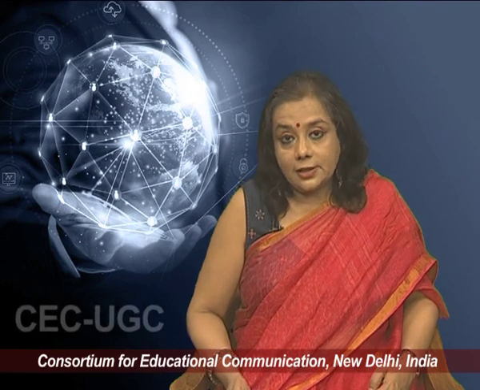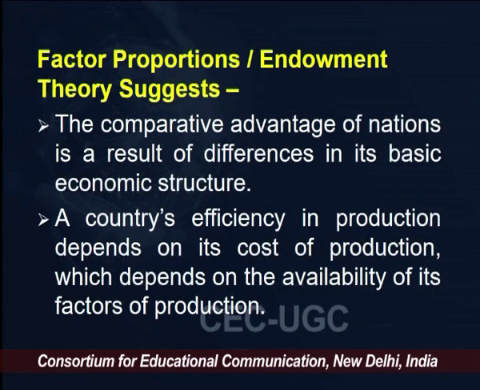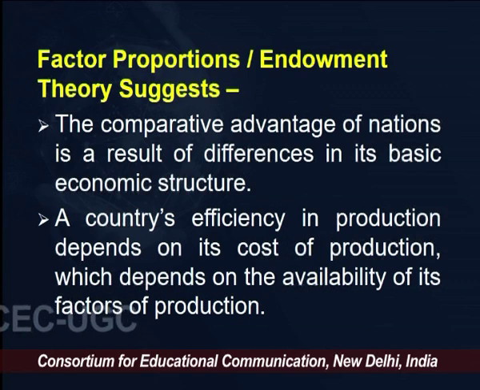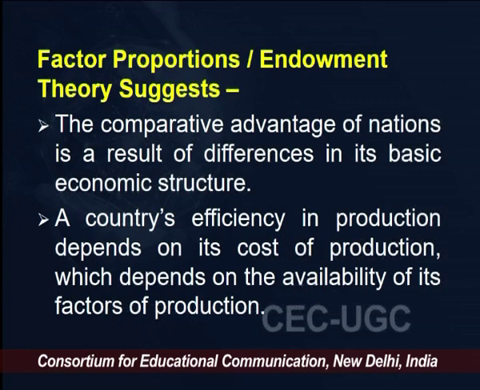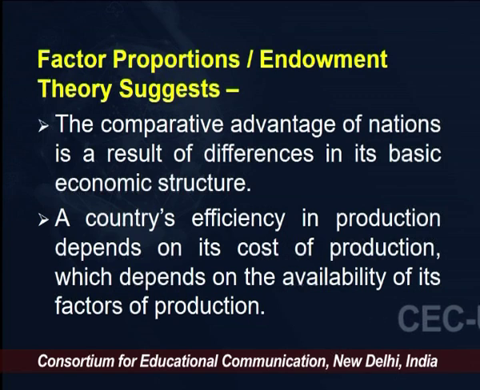So, what does the theory suggest? The comparative advantage of nations is a result of differences in its basic economic structure. In a certain country they are more labor intensive because labor is available in abundance in their economic structure, while in another country there may be an abundance of capital. So, they will have a shortage of labor, and they will have capital intensive production units. A country's efficiency in production depends on its cost of production, which depends on the availability of its factors of production. So, this is the basis of the factor proportion or endowment theory.